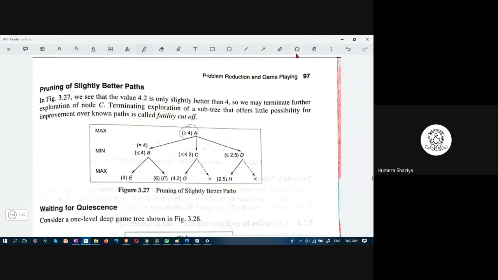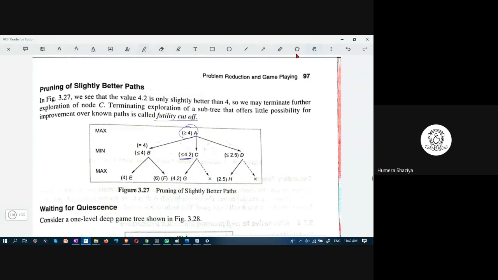here we know that it should be greater or equal to 4, and here it is less than or equal to 4.2. Further, no need to traverse, because we got some higher value, and because min says that it is less than or equal to 4.2, it means that whatever value is ahead, that is less than this one. That's why no need to proceed further. This is known as futility cutoff.